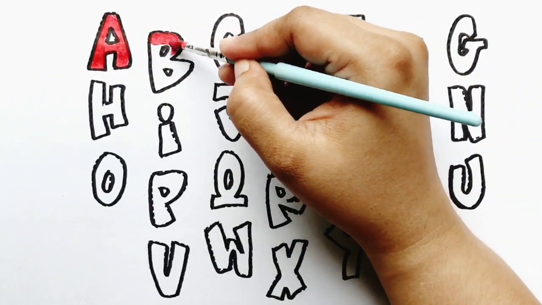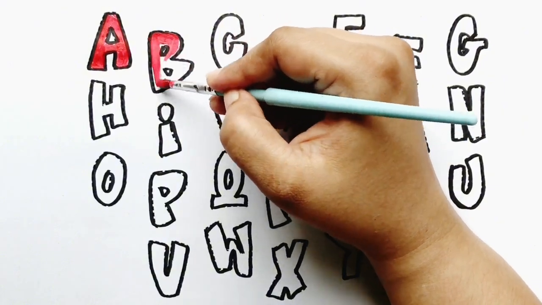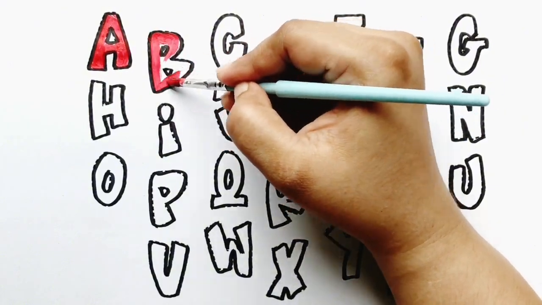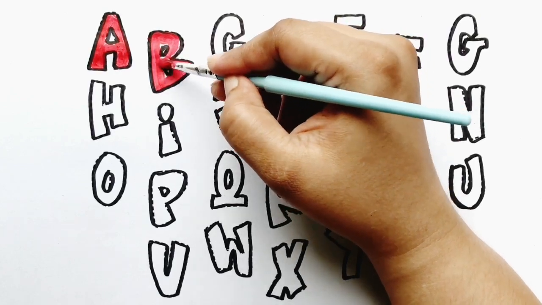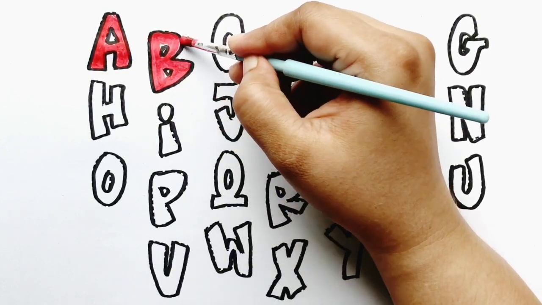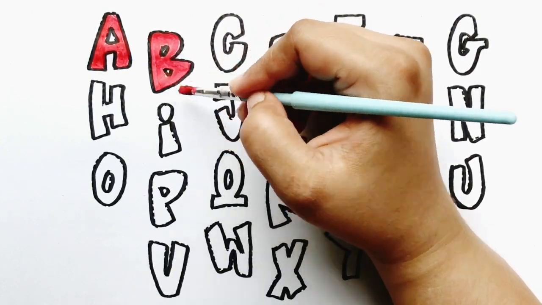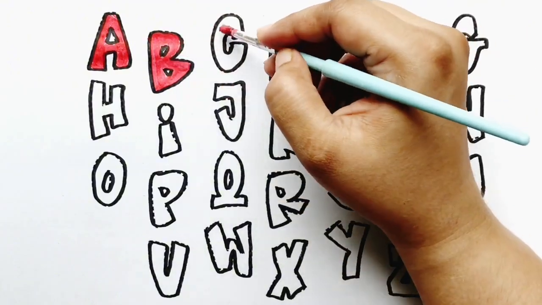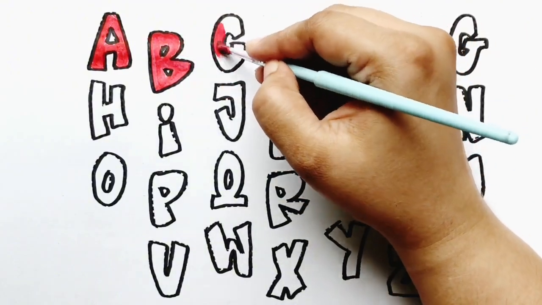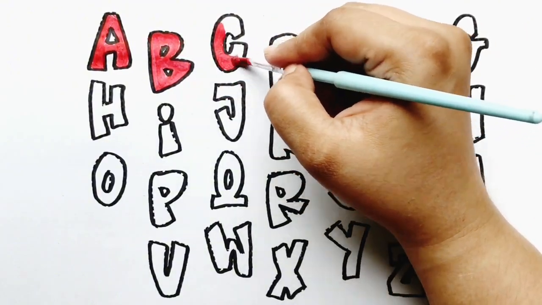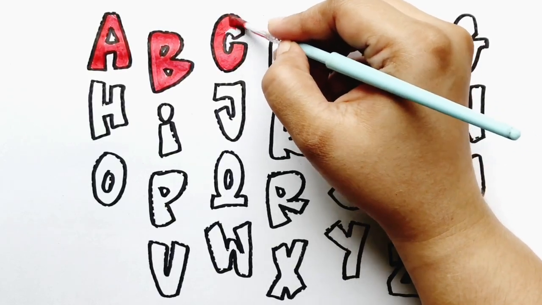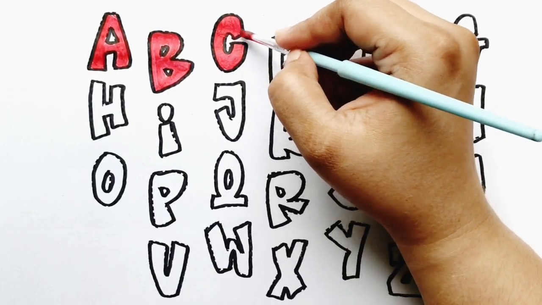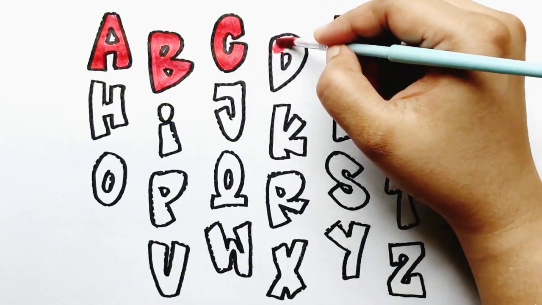B for broccoli. Next time, won't you sing with me? A, B, C, D, E, F, G, H, I, J, K, L, M, N, O, P, Q, R, S, T, U, V, W, X, C for candy, and Z. Now I know my ABCs.